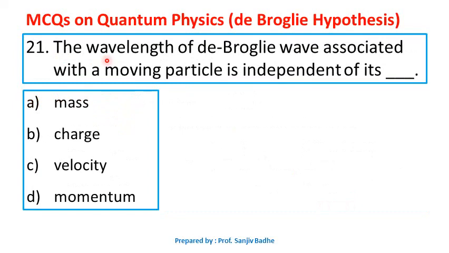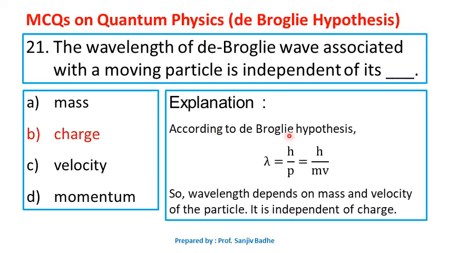Now this one is the last one. The wavelength of de-Broglie wave associated with a moving particle is independent of its. The options are mass, charge, velocity, momentum. The simple one can be answered using de-Broglie relation. So according to de-Broglie relation, lambda is equal to h upon p, that is equal to h upon mv.